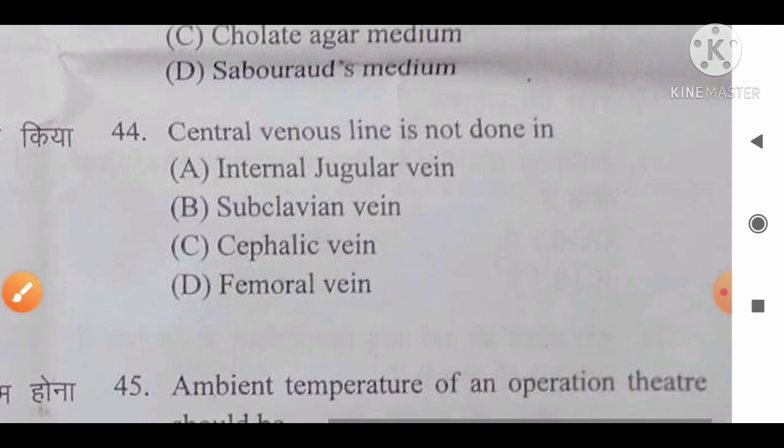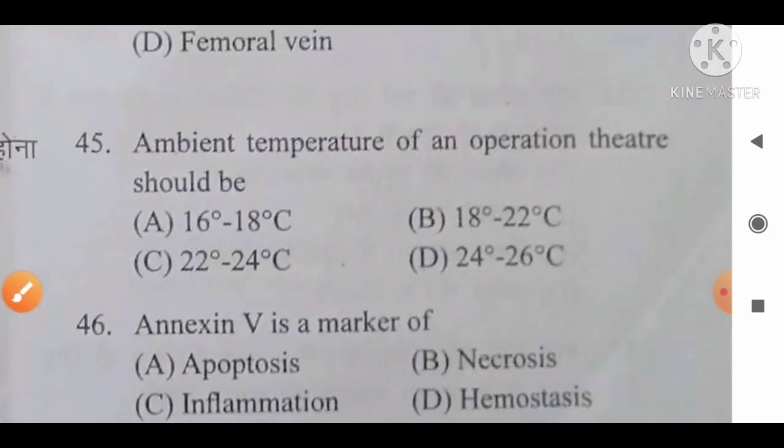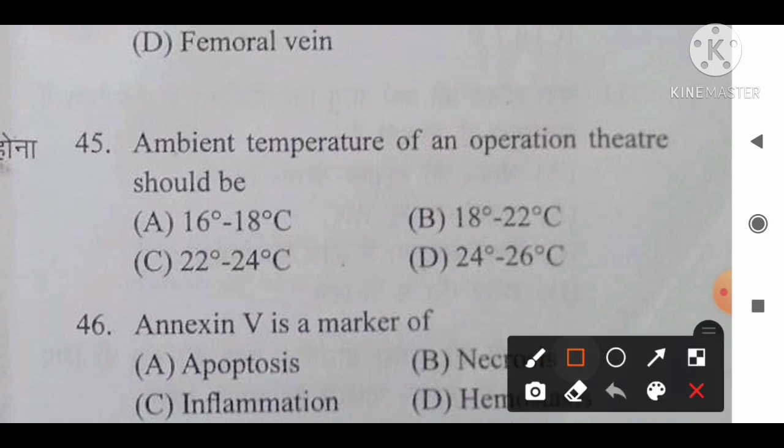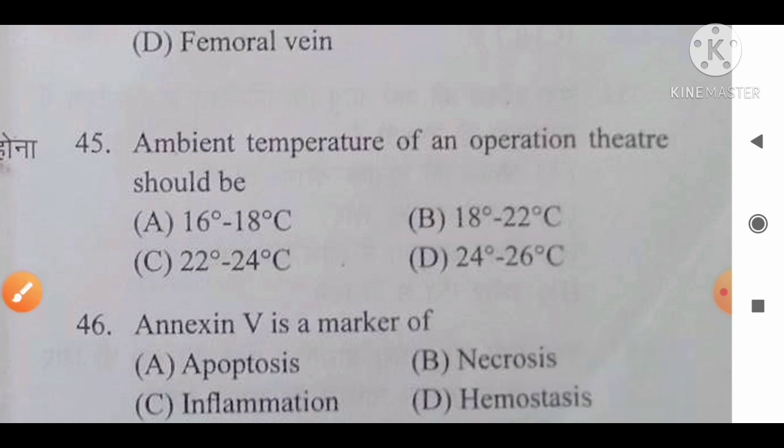Move to the next question number 45. Ambient temperature of an operation theatre should be: option A, 16 to 18 degrees Celsius; B, 18 to 22 degrees Celsius; C, 22 to 24 degrees Celsius; D, 24 to 26 degrees Celsius. And the correct answer for this question is that generally 18 to 22 degrees Celsius is the ambient temperature for an operation theater. So option B will be the correct answer for this question.